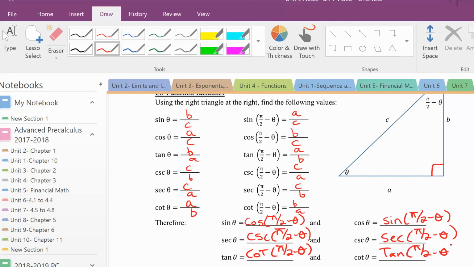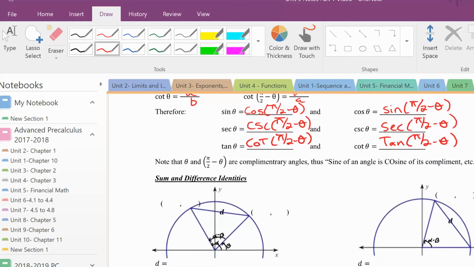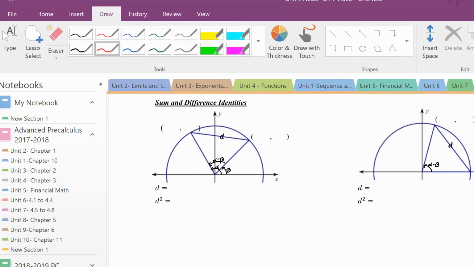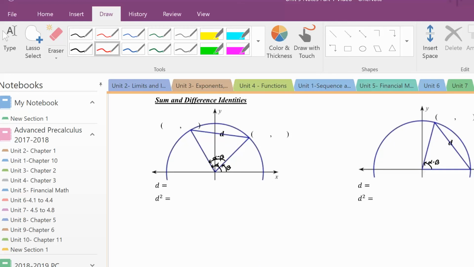All right, so these cofunction identities will help us to prove what are called sum and difference formulas. So if you notice, you have two angles. You have beta here, and then alpha goes all the way across. So the coordinates here on the unit circle, this would be cosine alpha, sine alpha, and this would be cosine beta, sine beta.